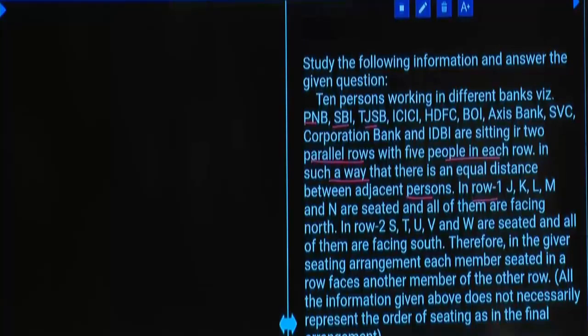Isn't it? In row 1, how many persons are there? 5 persons. And all these persons are facing towards north. 1, 2, 3, 4, 5. Now this is row 1. Now who are the persons in this one? J, K, L, M, N.